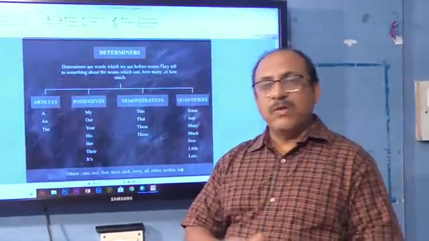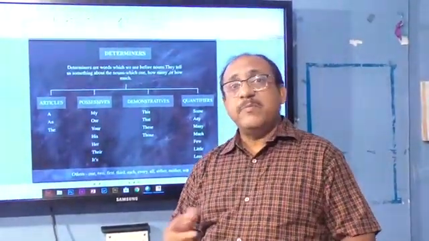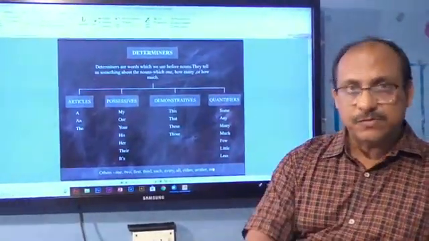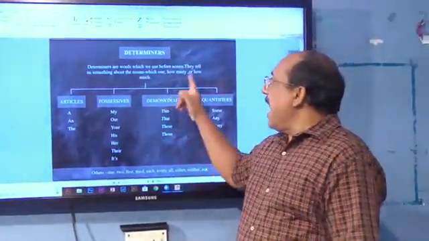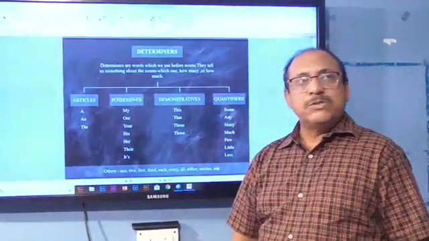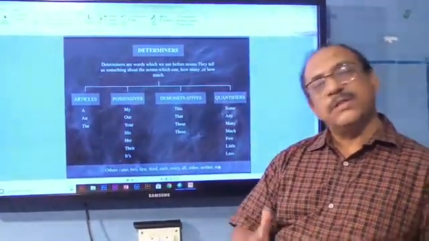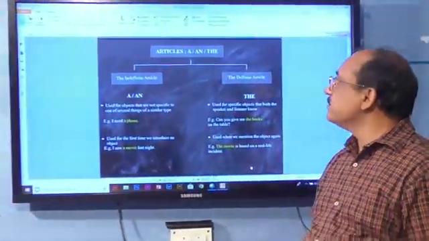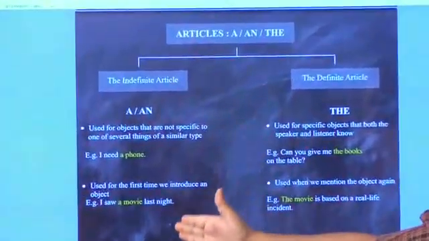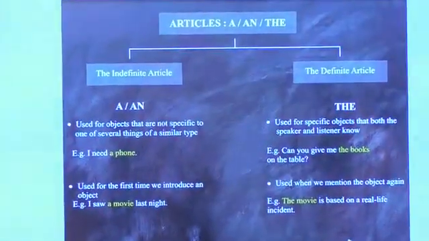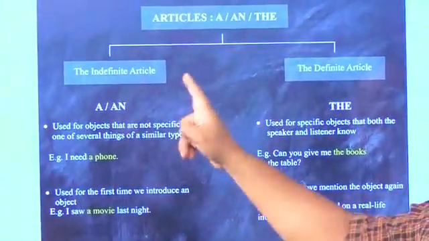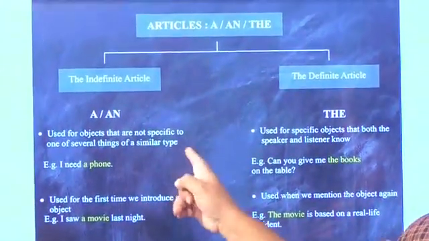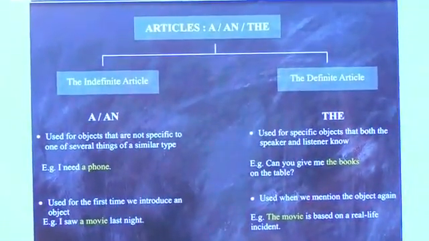Now, what is a determiner? In very simple words, we can say that determiners are words which are used before nouns, and they tell us about the quantity, the amount, the number. We have the first type of determiners, that is article: indefinite article and definite article. A and an are the indefinite articles.